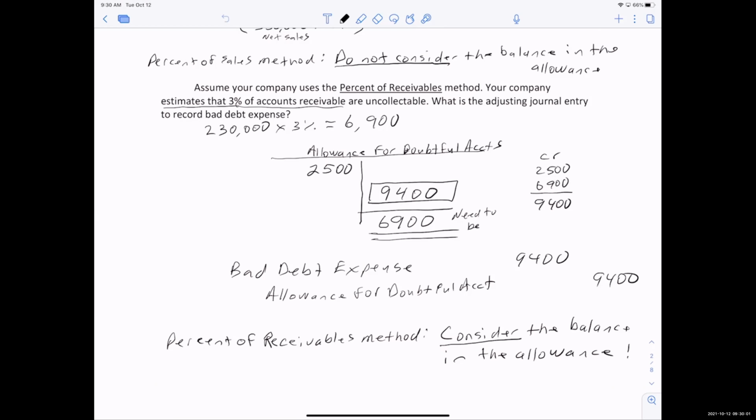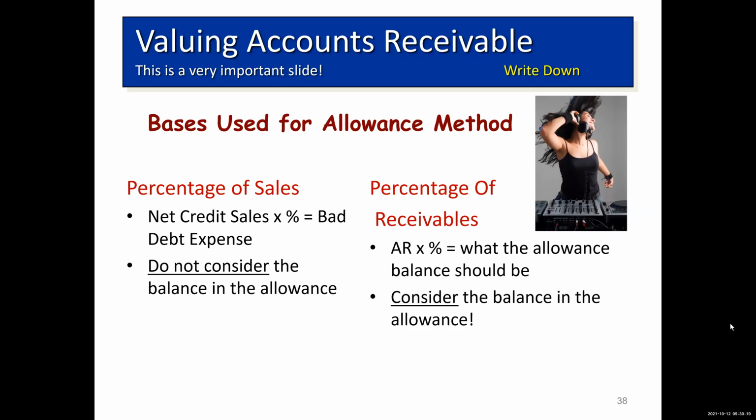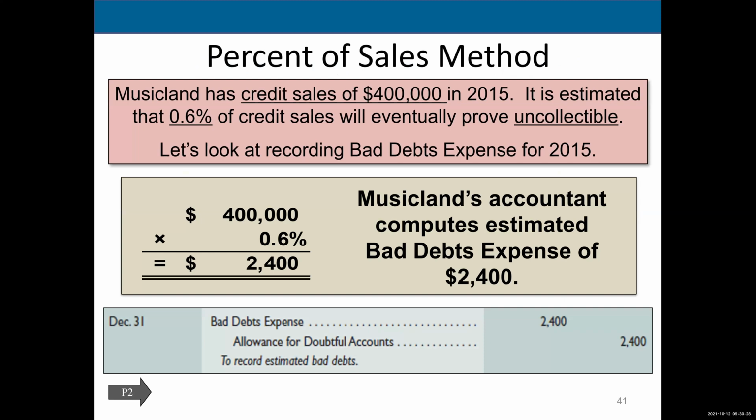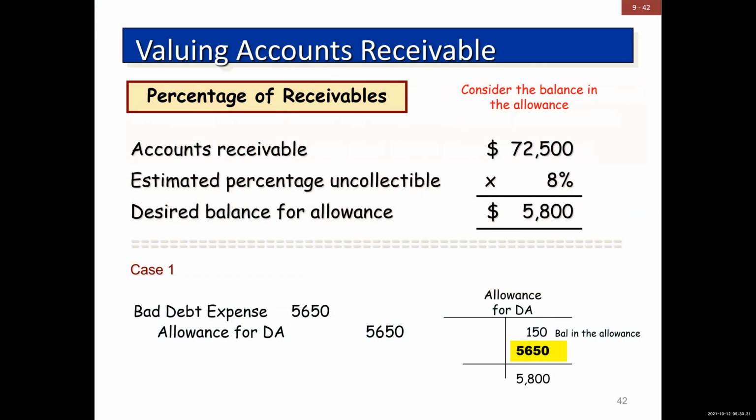Okay. All right. So I'm going to go ahead and stop the share and go back to my PowerPoint here. I think I'm going to give you just a couple more examples. I'm going to do 42. Okay, two slides here. So we're in the percentage of receivables method, right? And remember, you have to consider the balance in the allowance.